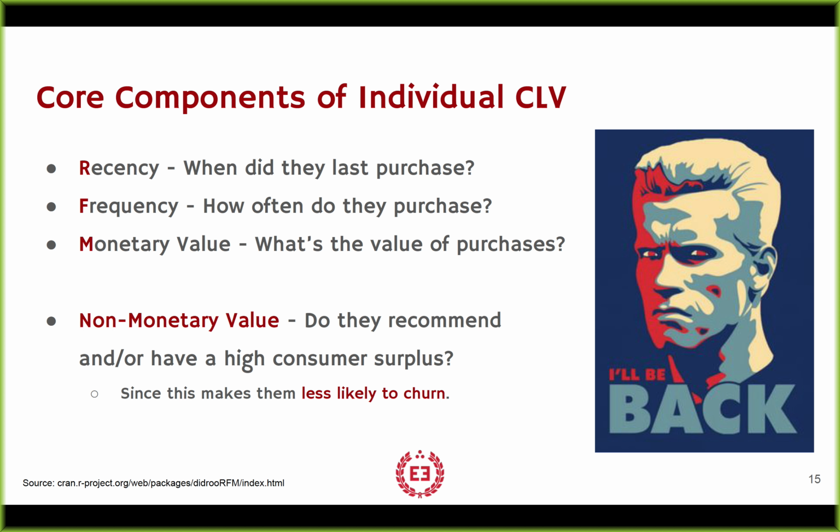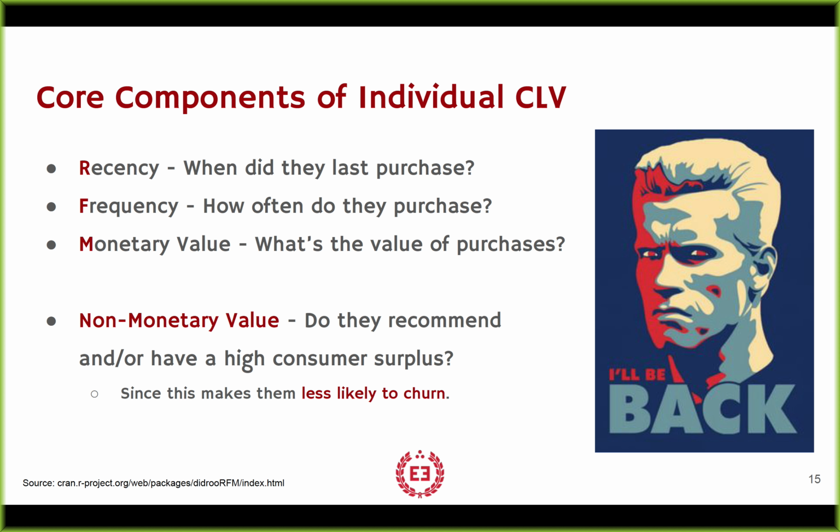And so RFM models can be improved by just including a couple of these non-monetary things like recommendation. Add another column. Are they likely to recommend? You can do the same thing. How recently have they recommended? How frequently do they recommend? What's been the monetary value of that recommendation?